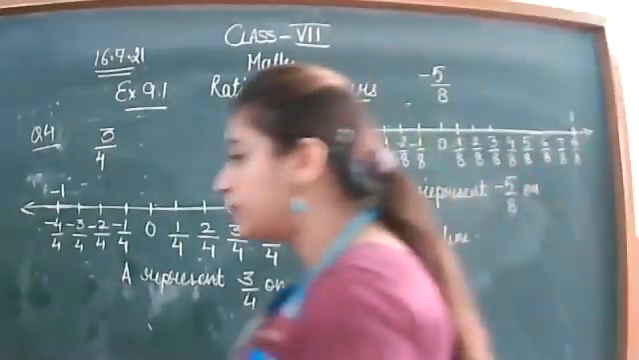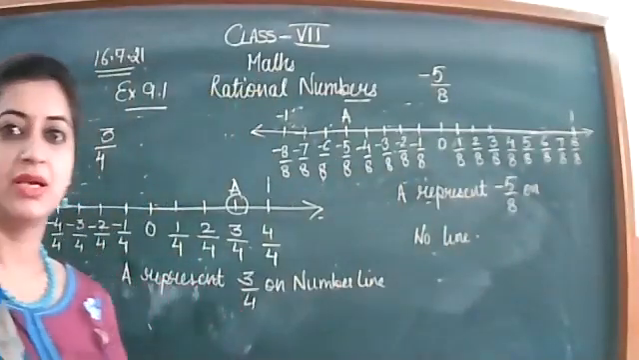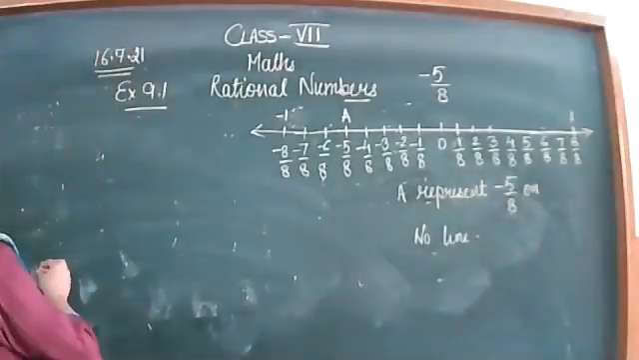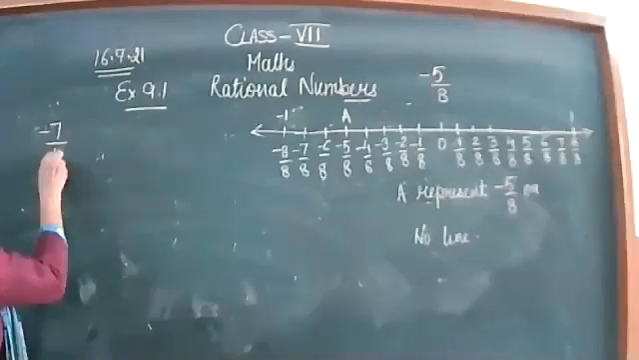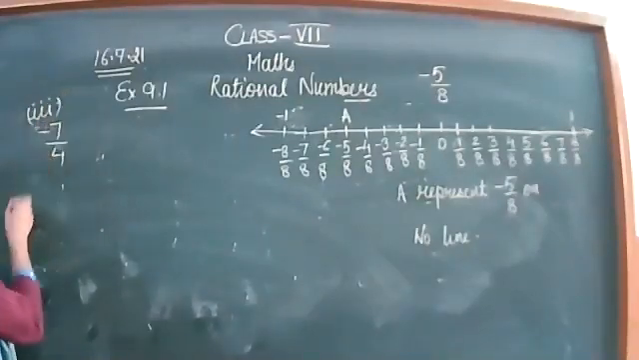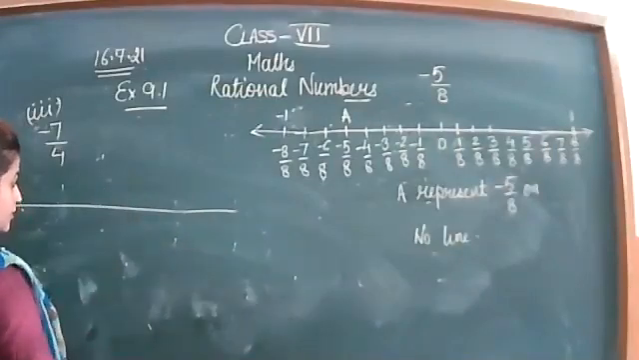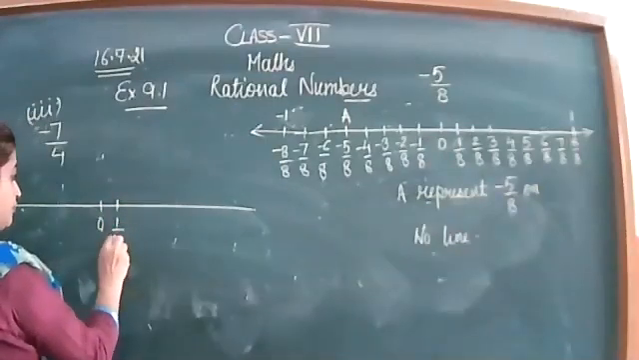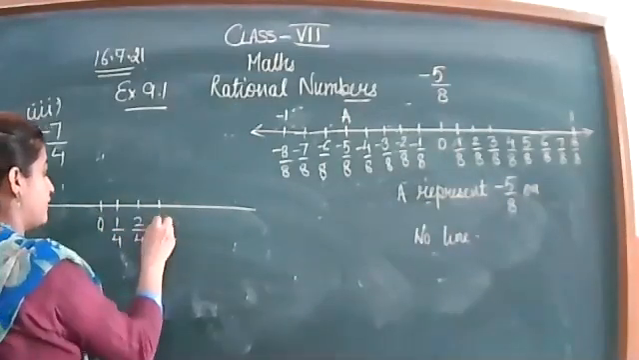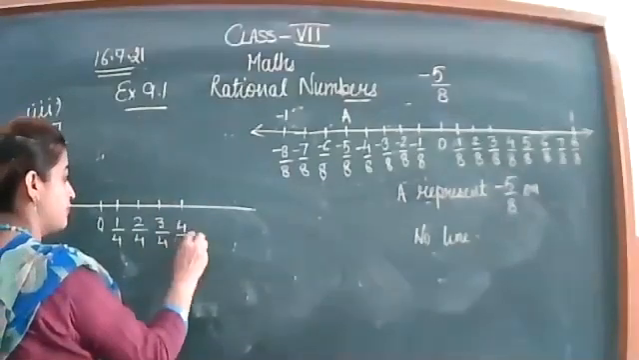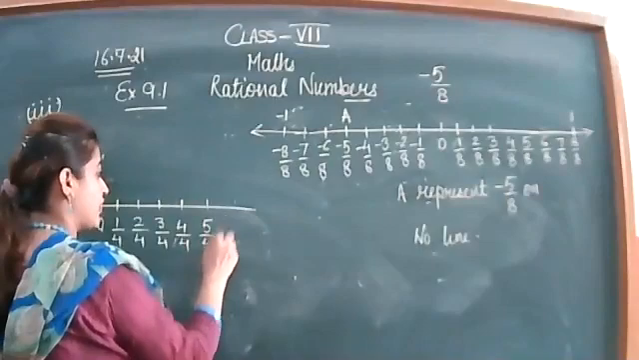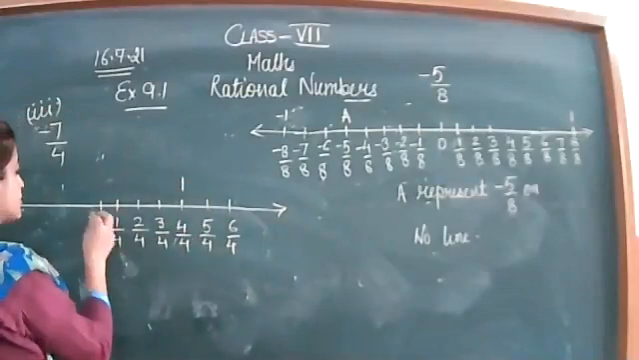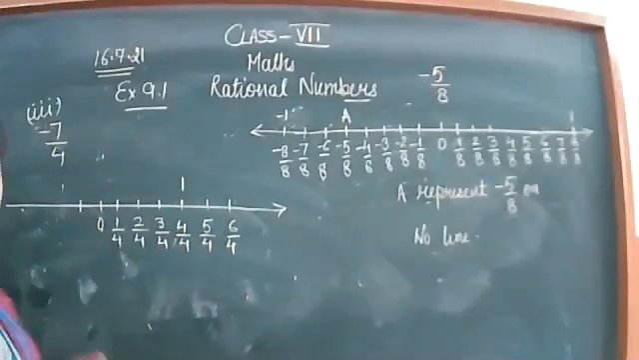Now please draw the third part, that is minus 7 by 4. Start minus 7 by 4. Minus 7 by 4, third part. 1 by 4, 2 by 4, 3 by 4, 4 by 4, 5 by 4, 6 by 4. This 4 by 4 is your 1. Now we want negative. Move on the left hand side.